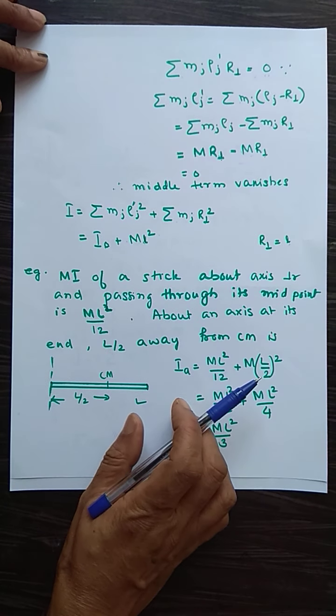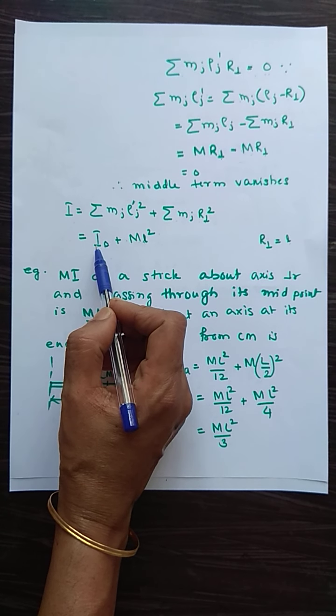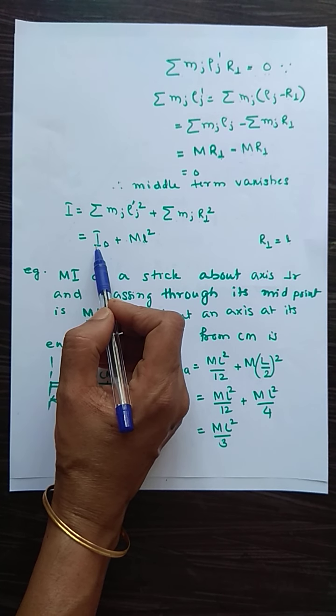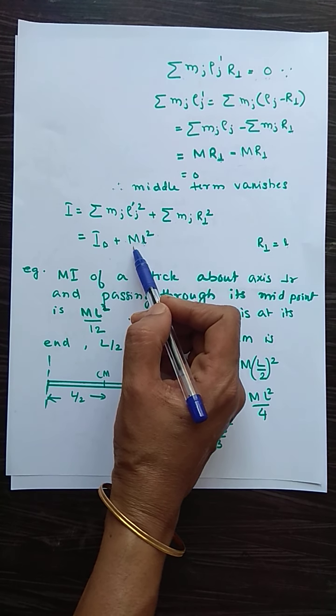This is the parallel axis theorem we have proved. I0 is the moment of inertia about the axis passing through the center of mass and parallel to the axis we have considered. L is the distance between these two axes. M is the total mass.